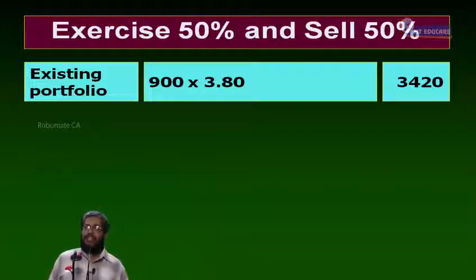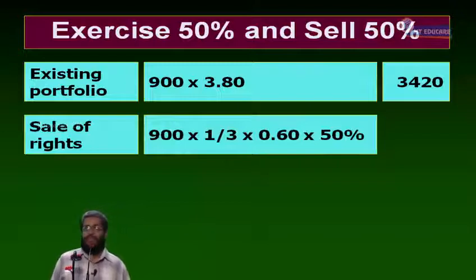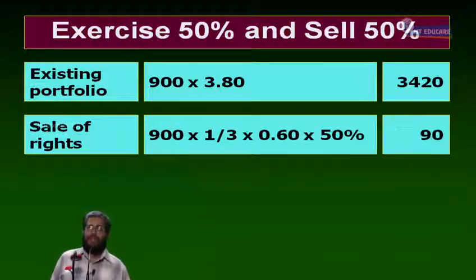Add sales proceeds from right. I am selling 300 rights as 150 rights and 150 rights. The 150 rights I am selling at 60 paise. 150 rights into 60 paise is equal to how much? 90.